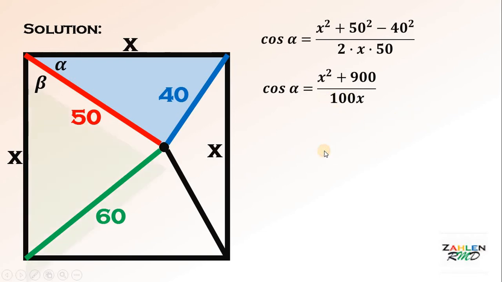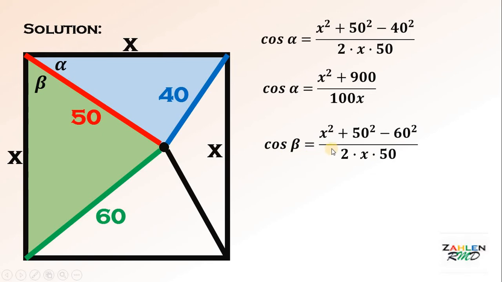Now do the same thing in this green triangle. Now using cosine law, we have cosine of beta equals x squared plus 50 squared minus 60 squared all over 2 times x times 50. Now simplify again and we get cosine of beta equals x squared minus 1100 all over 100x.